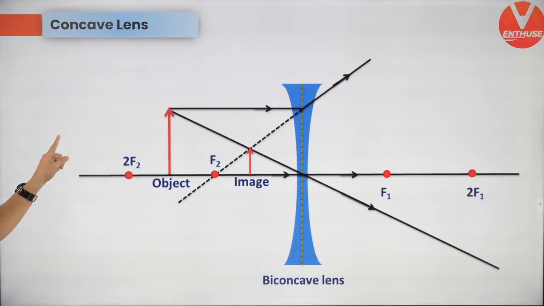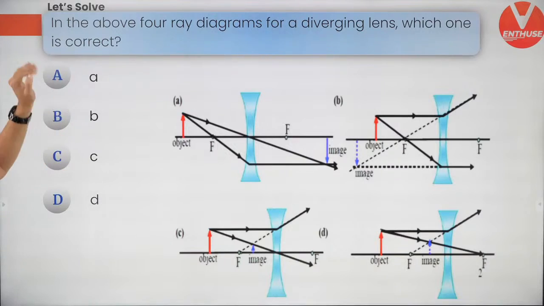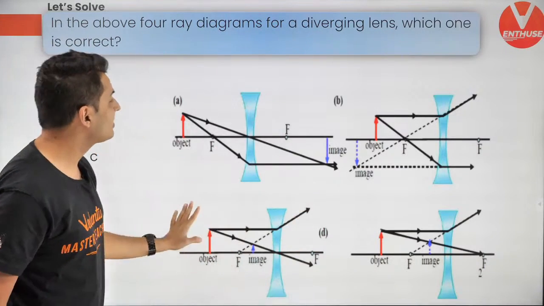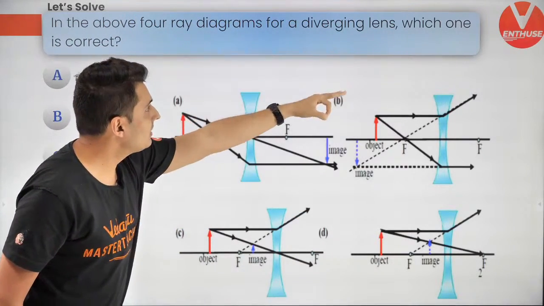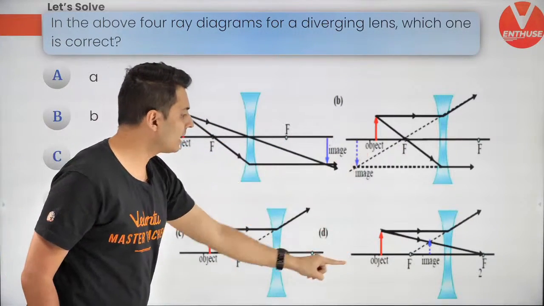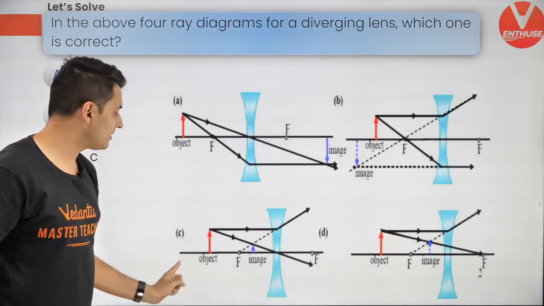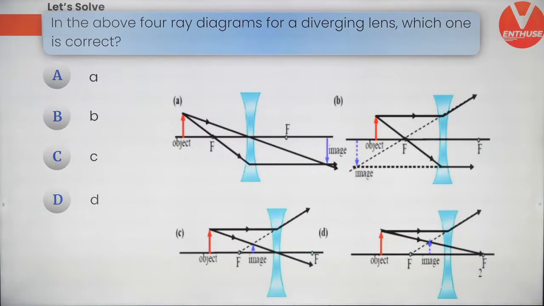Cool? Great. Now let's do a question based on this. In the above 4 ray diagrams, for a diverging lens, which one is correct? Only one of these 4 ray diagrams is correct. Which one do you think is correct? This is A, this is B, this is C, this is D. Come on, think about it.